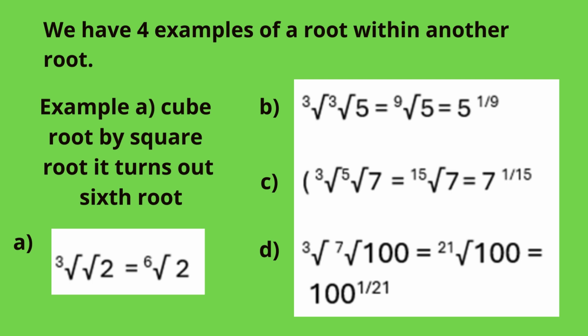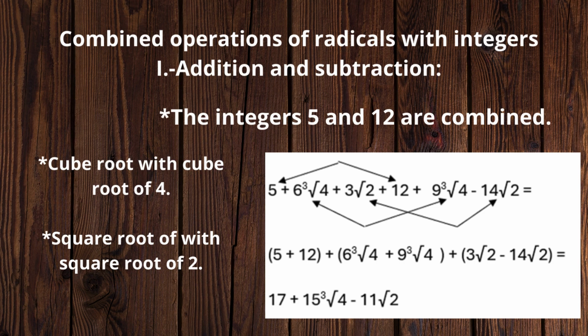Combined operations of radicals with integers. 1. Addition and subtraction. The integers are gathered on one side and the radicals apart. In the following example, we have 6 numbers between integers and radicals. On the one hand, the integers 5 and 12 are added. Cube root with cube root and square root with square root.